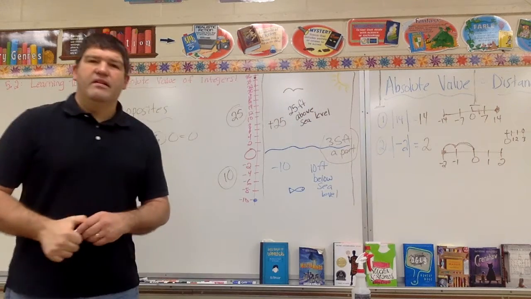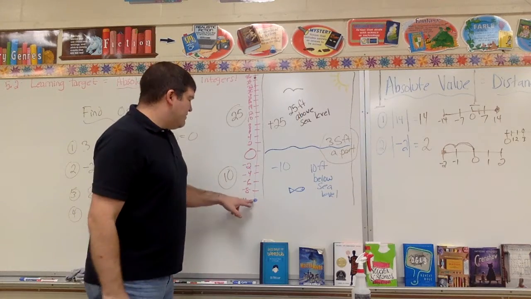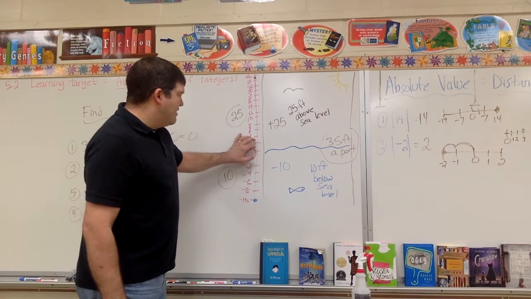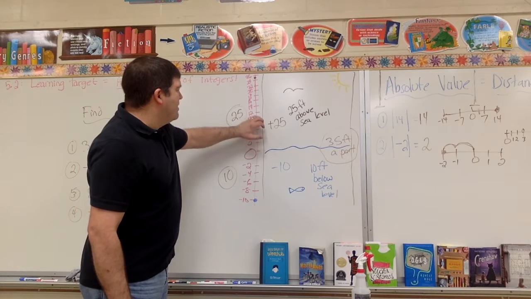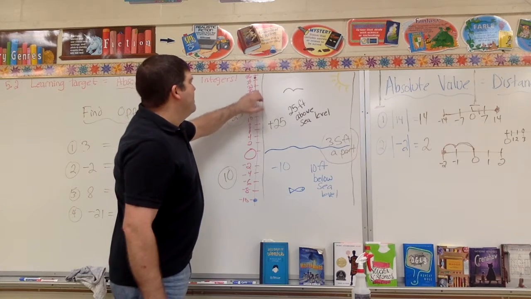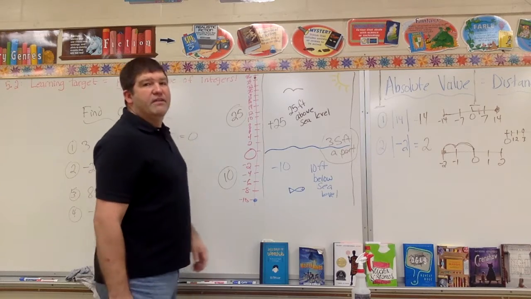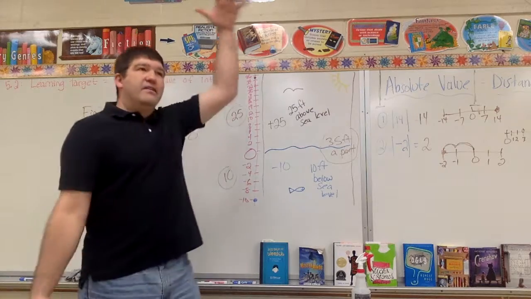Okay? 35 feet apart. The other way I could do it is I know this is 2, 4, 6, 8, 10. And then I got to go 2 more. So I've already gone 10, 12, 14, 16, 18, 20, 22, 24, 26, 28, 30, 32, 34, and one more is 35. But if you find the absolute value, you know this is 25, this is 10, 35.